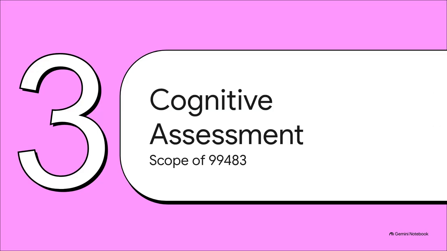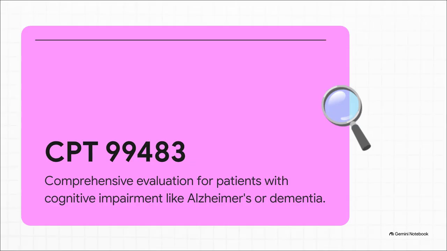Okay, Section 3, Cognitive Assessment Scope, the comprehensive evaluation. Listen, CPT 99483 is not your run-of-the-mill office visit. This is a highly comprehensive evaluation specifically designed for new or existing patients exhibiting signs of cognitive impairment. We are talking about severe conditions here: Alzheimer's disease, vascular dementia, or mild cognitive impairment. And because of the nature of these conditions, the patient themselves often just can't provide a reliable history. Therefore, this code usually necessitates an independent historian.